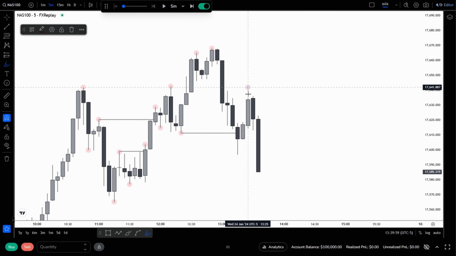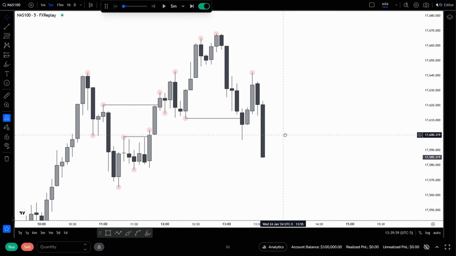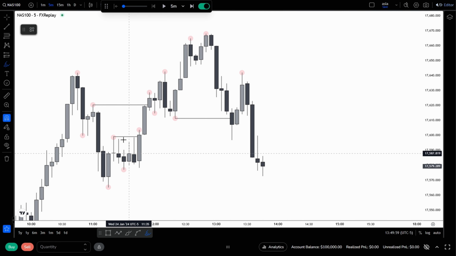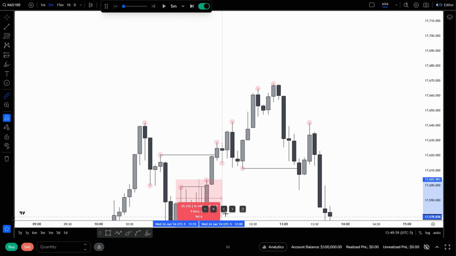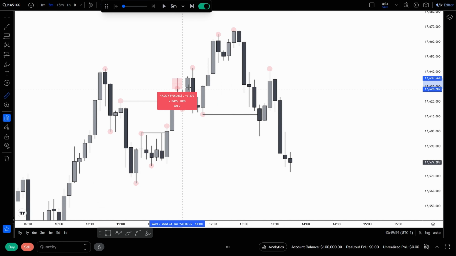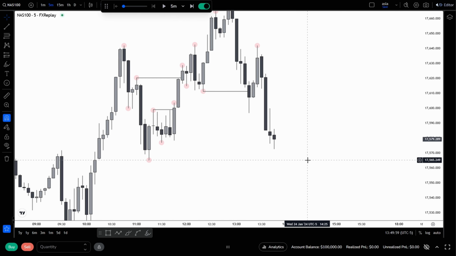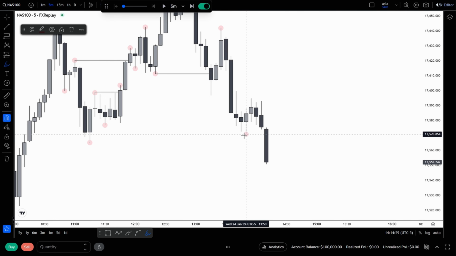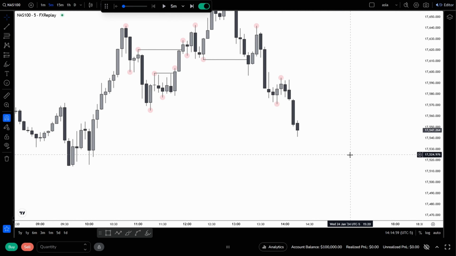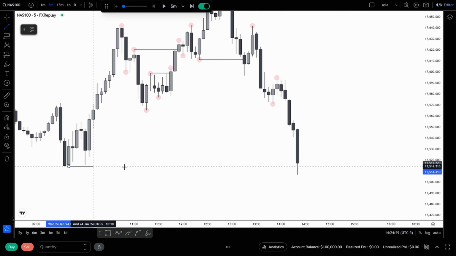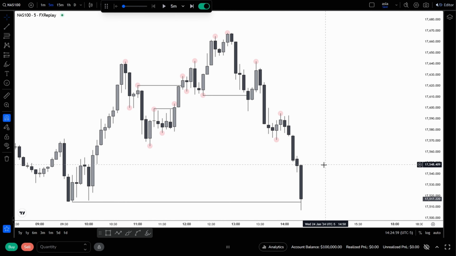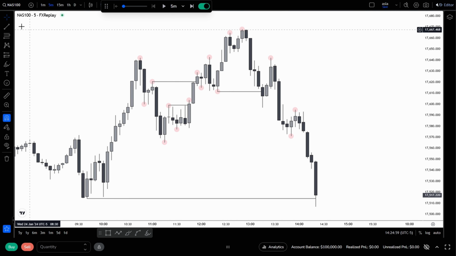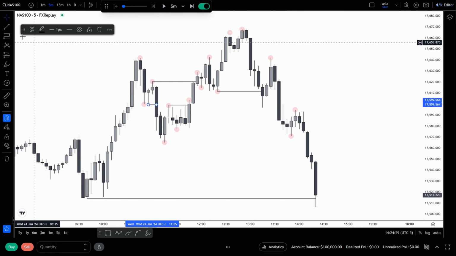Now here is the key lesson. Structure can look messy in real time. There will be sweeps, there will be internal highs and lows that get broken. But what matters most are the significant swing points and the displacement around them. The true shift in structure happens when the low that created the most recent higher high gets broken with displacement. That is the actual change in trend. Before that break, any move lower could just be a retracement or liquidity sweep in discount before continuation higher.